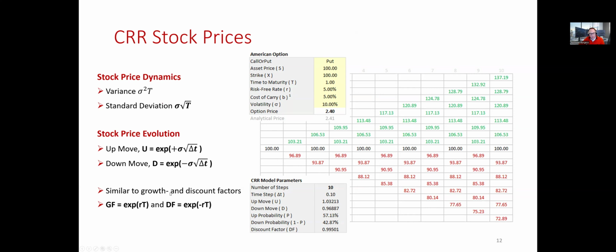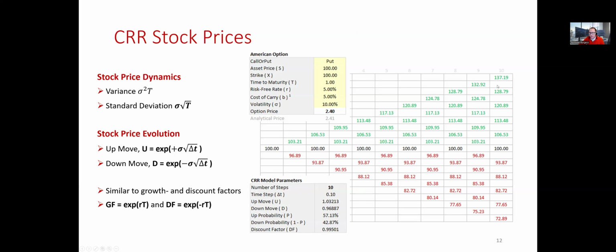These are very similar to growth and discount factors for interest rates. The growth factor would be exponential RT in the interest rate world, and the discount factor would be exponential minus RT. But instead of using RT here, we're using sigma root t. So instead of saying interest rates grow with risk-free rates, we're saying stock prices grow with standard deviation, and they may grow upwards or they may grow downwards. Exactly, they may grow or they may discount.